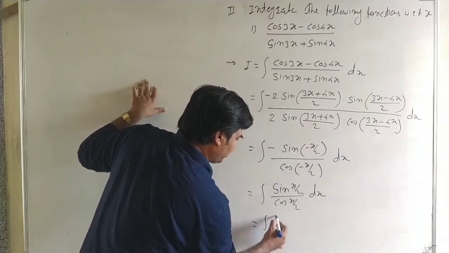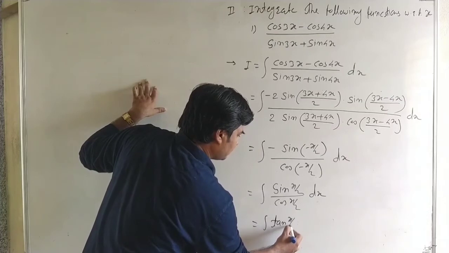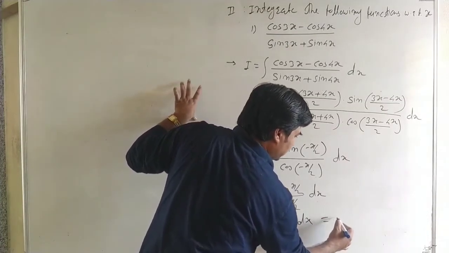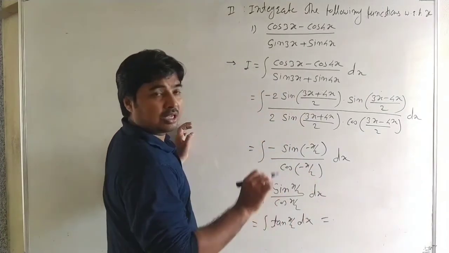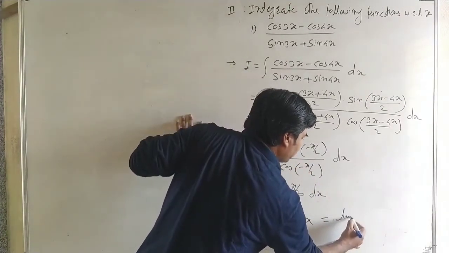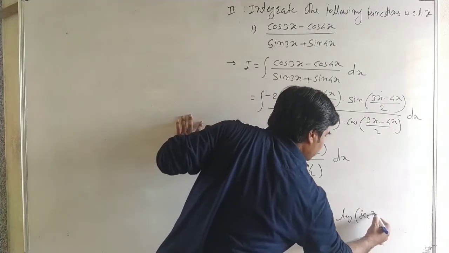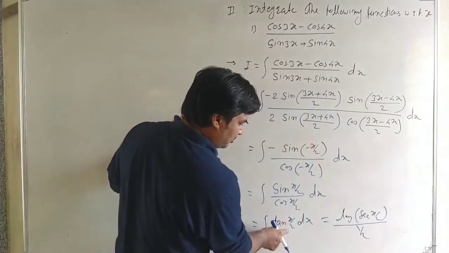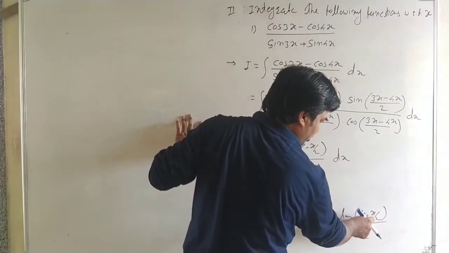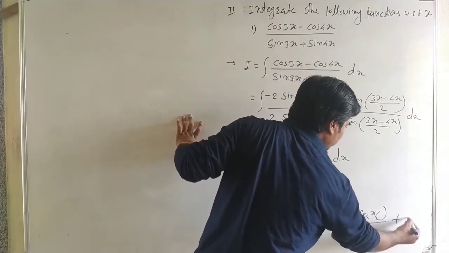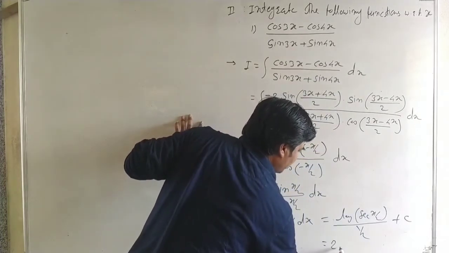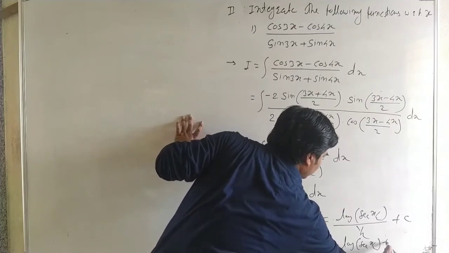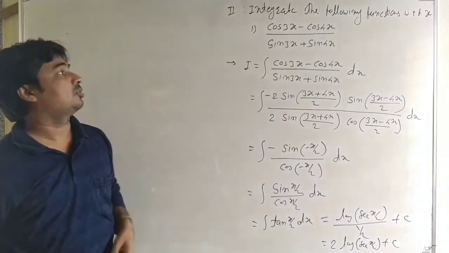And then it is the integral of tan x by 2 dx. And now the integral of tan x is log of sec x. Therefore it is log of sec x by 2 upon 1 by 2. Here the coefficient of x is 1 by 2, and then it is upon 1 by 2 plus c. And then the last answer is 2 log of sec x by 2 plus c. Okay, it is the last answer of this function.